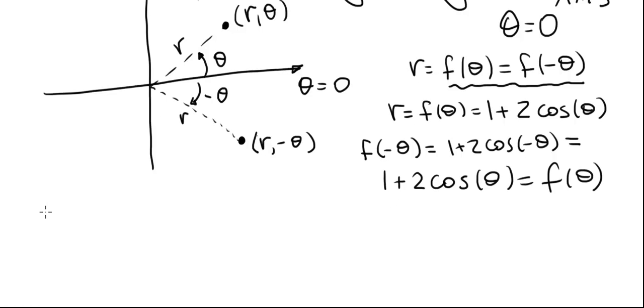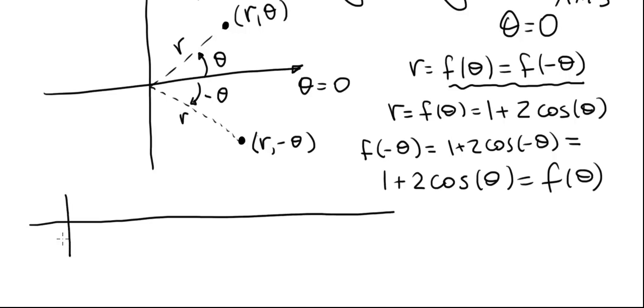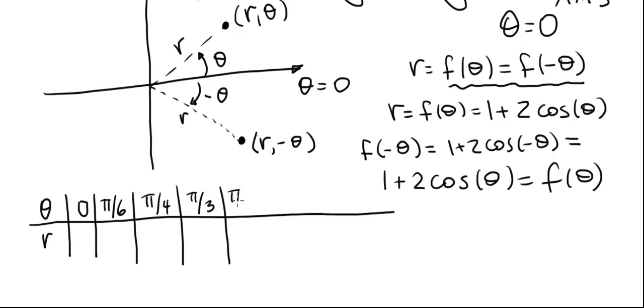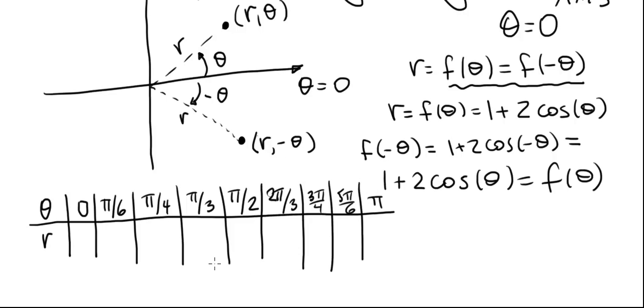So let's plug in a bunch of points in the first and second quadrant to get a good idea what the graph will look like on one side of the polar axis. This is theta, this is r. We'll start with theta equals 0, pi over 6, pi over 4, pi over 3, pi over 2, and then 2 pi over 3, 3 pi over 4, 5 pi over 6, and finally pi.